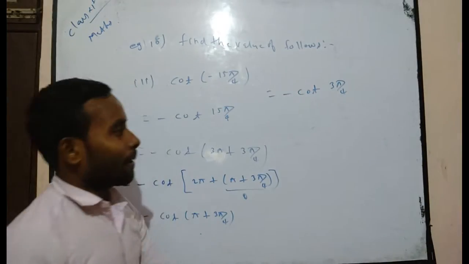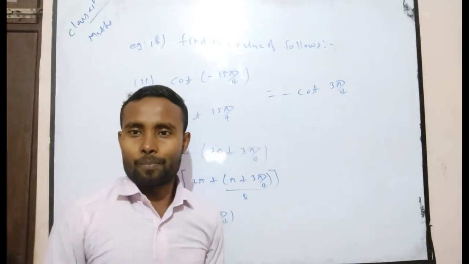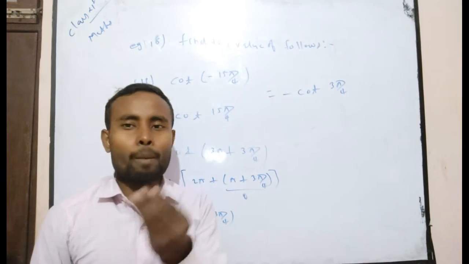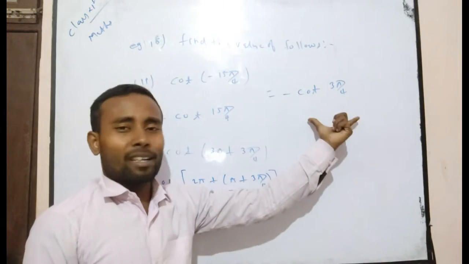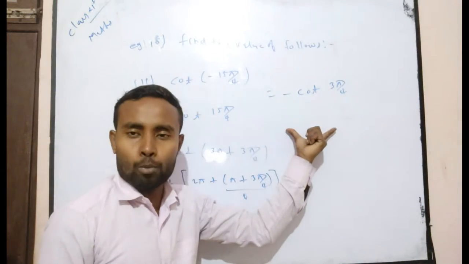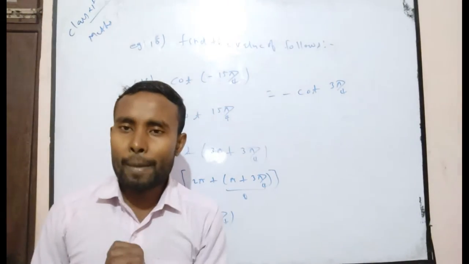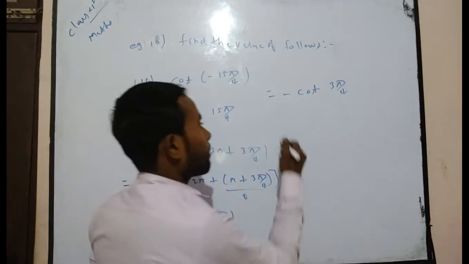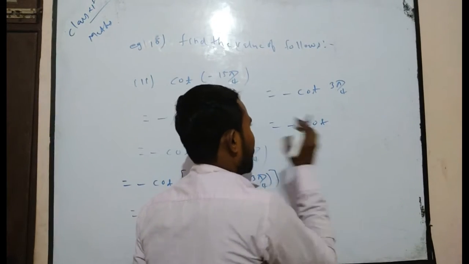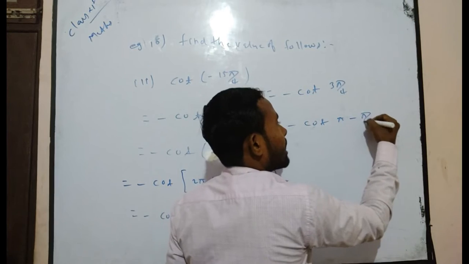As you know, 3 pi by 4 is also greater than 90 degrees, whose value you do not remember. So you have to again simplify this angle with the help of the quadrant formula, such that this angle lies between 0 to 90 degrees, that means 0 to pi by 2 radian. That becomes very easy. Minus cot of 3 pi by 4. It can be written as pi minus pi by 4.